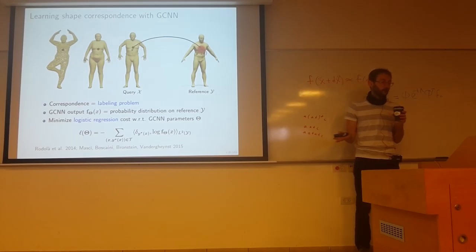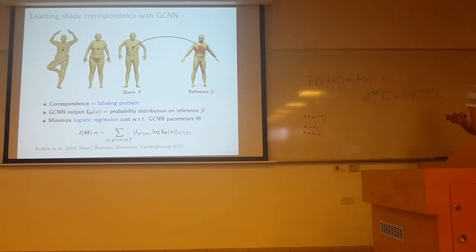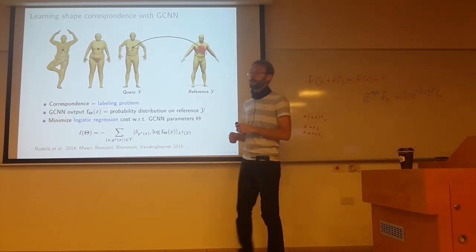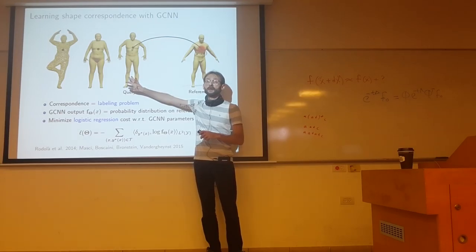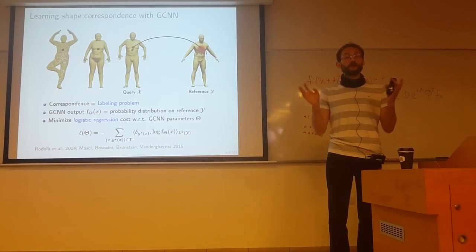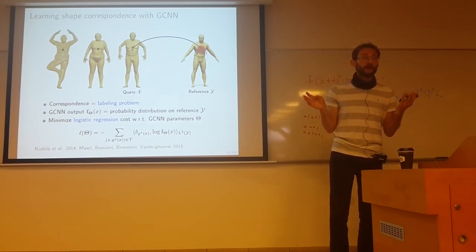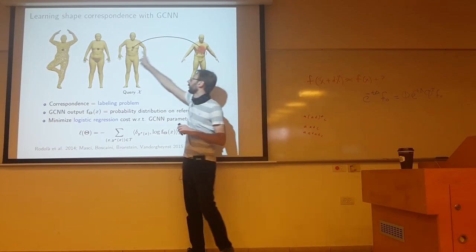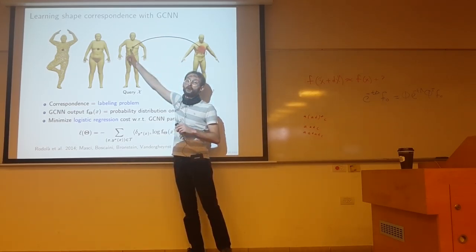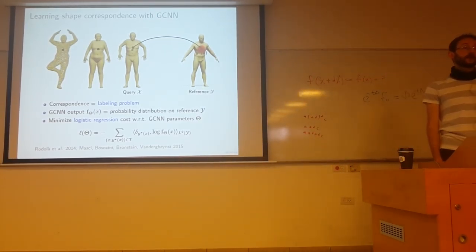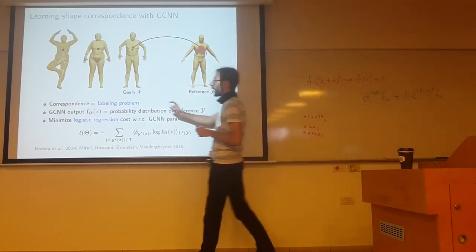Now, that was one application, where we could learn descriptors and then use the descriptors to find correspondence between shapes. We can also learn the correspondence directly. For this purpose, you can consider correspondence as a labeling problem. So basically, take a collection of shapes, choose one of these shapes as your label space. It doesn't need to be a shape, it's just convenient to think of it as a shape, but it's just some abstract space of indices. I will call this the reference shape, denoted by Y. And I want to label each point X on my query shape with a point Y on the reference shape. And this labeling creates a correspondence.